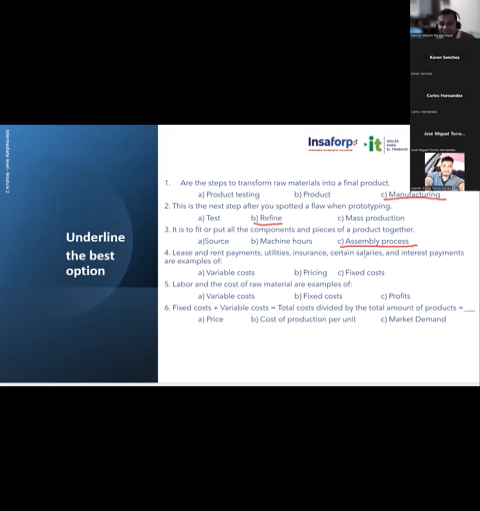Tell me why, guys. Hey, please, come on. Explain why. Because it's the cost the company has to make for the product, including the rent, salaries. So are they variable or are they fixed costs?